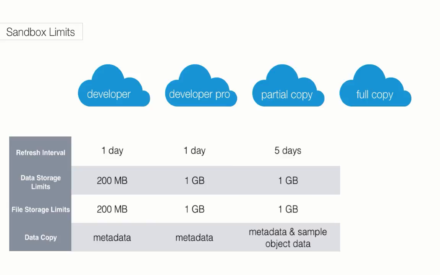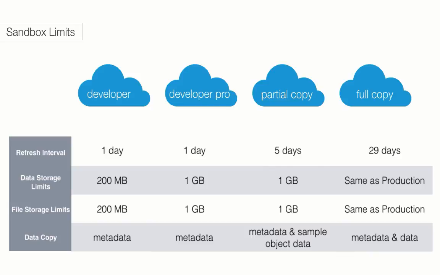A partial copy sandbox can be refreshed every 5 days and has a storage limit of 1 GB. You can copy metadata and object data, which are your records. Full copy sandbox can be refreshed every 29 days. The storage limit is the same as the production instance, and you can copy the entire metadata and object data from production. In the next lecture, let's talk about deployments.